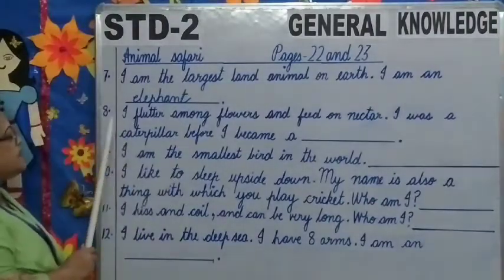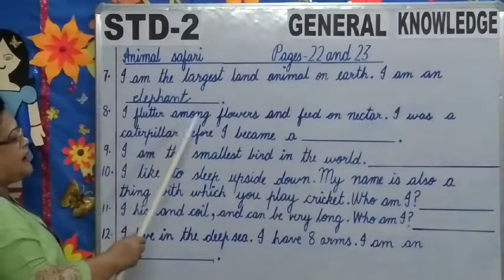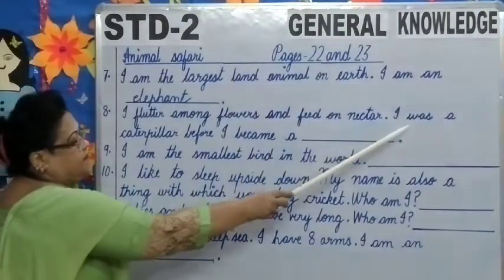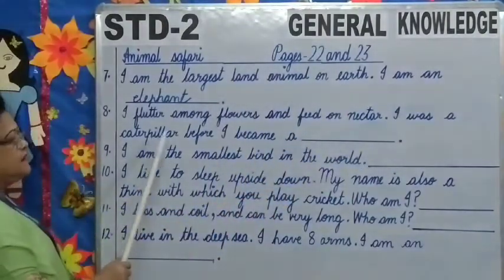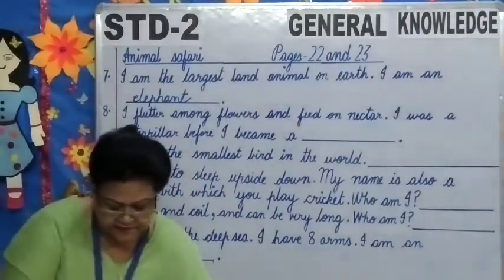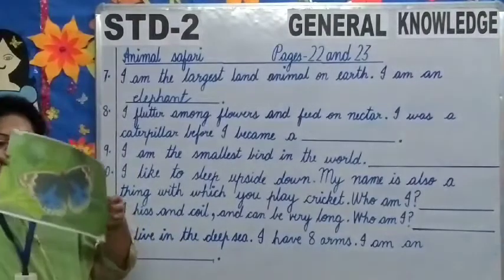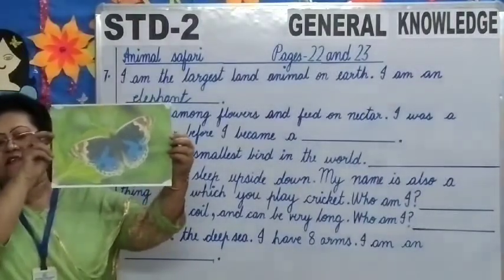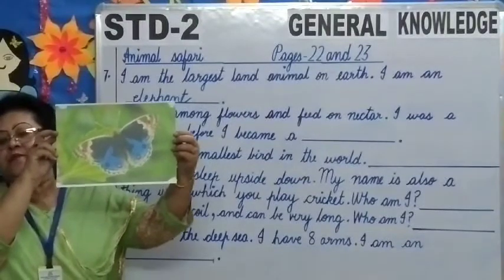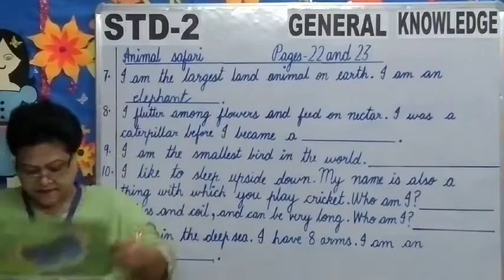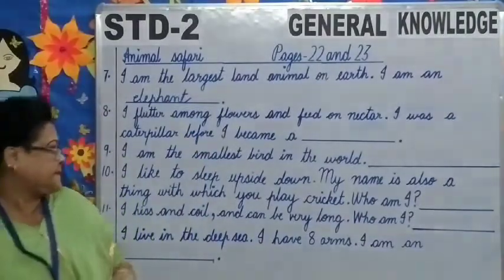Number eight. I flutter among flowers and feed on nectar. I was a caterpillar before I became a dash. Look at this picture, children. Can you recognize it? Yes. This is a picture of a beautiful butterfly. So, what is the answer? Butterfly.